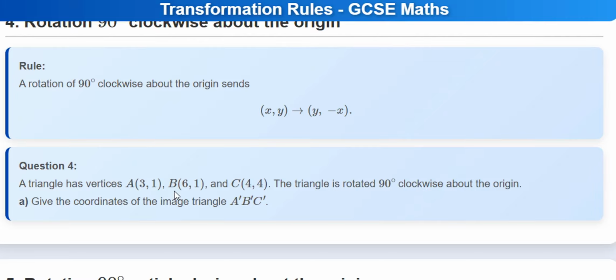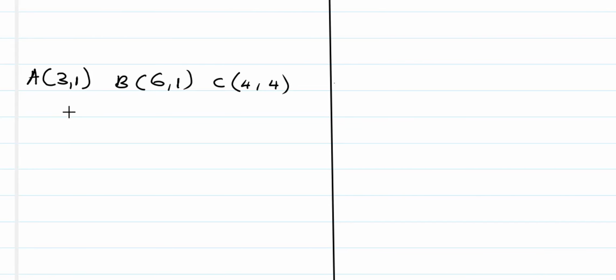B(6, 1), C(4, 4), and then the triangle is rotated 90 degrees clockwise about the origin. Then you are told to give the coordinates of the image, or the coordinates of the translated triangle. So as we said, the coordinates (x, y) change to (y, x), but now this x is negative. So from there, the first step, we can just interchange the coordinates. So I can say A reflected will be the y becomes the x, and the x becomes the y. So it becomes (1, 3), like that.